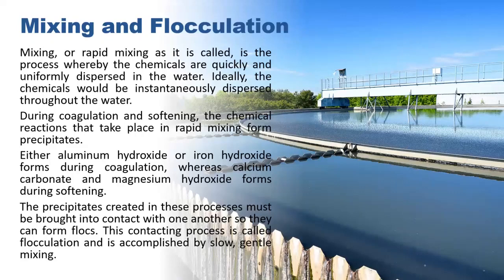Now let's move on to mixing and flocculation. Mixing, or rapid mixing as it is called, is the process whereby the chemicals are quickly and uniformly dispersed in the water. Ideally, the chemicals would be instantaneously dispersed throughout the water. During coagulation and softening, the chemical reactions that take place in rapid mixing form precipitates. Either aluminum hydroxide or iron hydroxide forms during coagulation, whereas calcium carbonate and magnesium hydroxide form during softening.